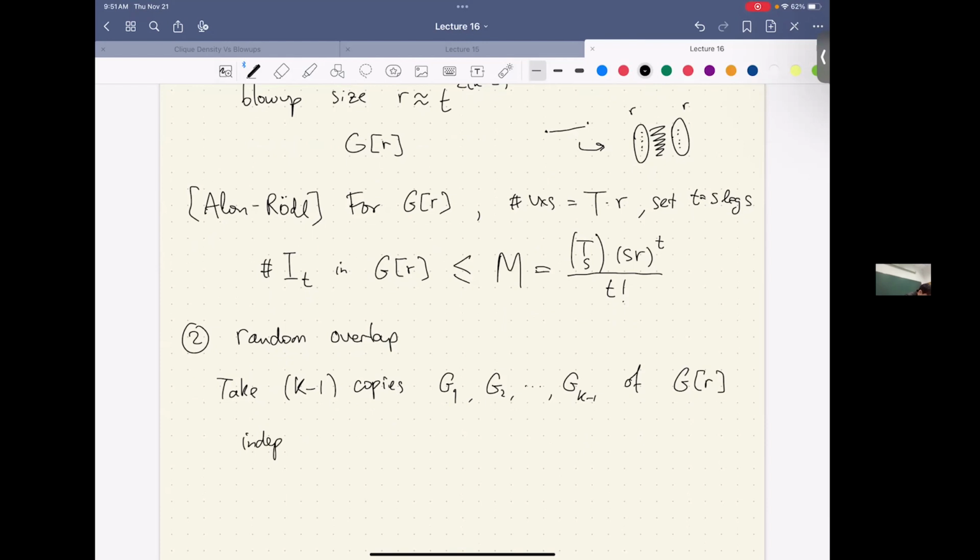Independently, take a random ordering permutation of their vertices.